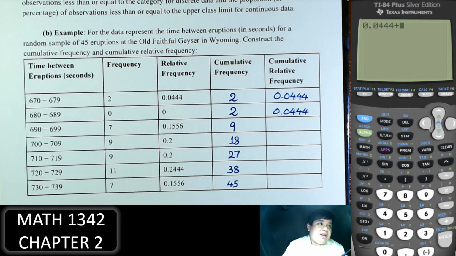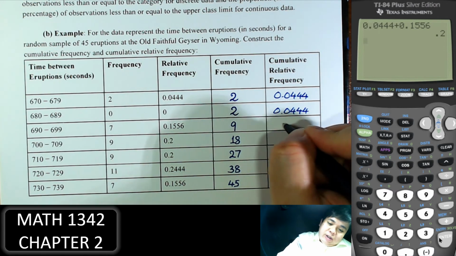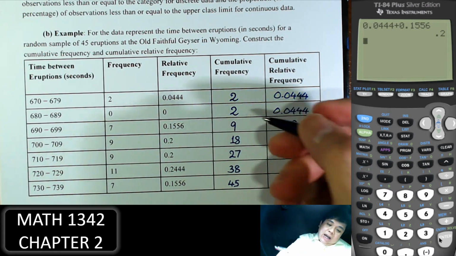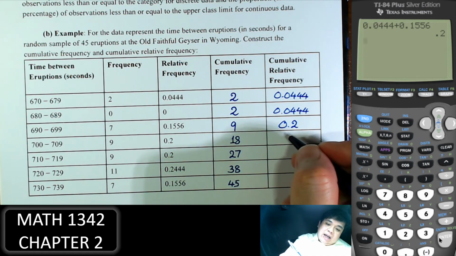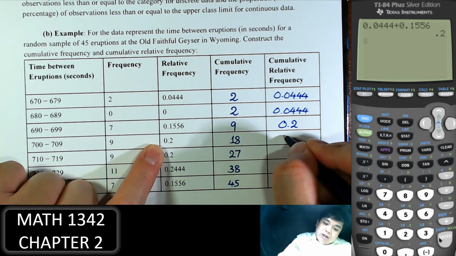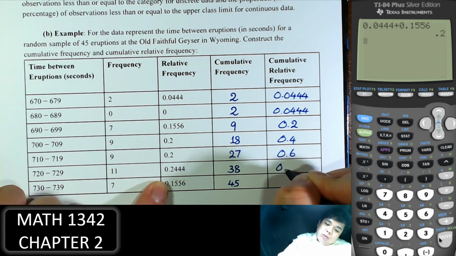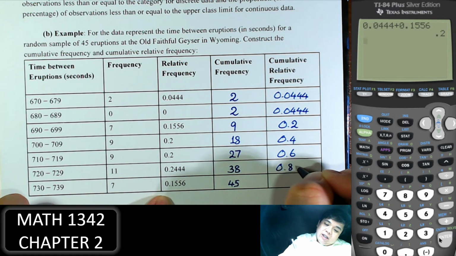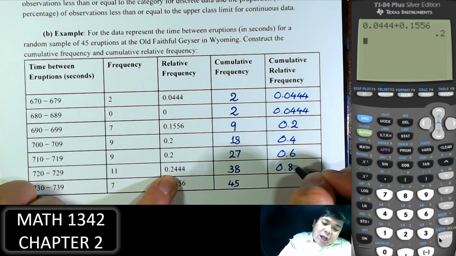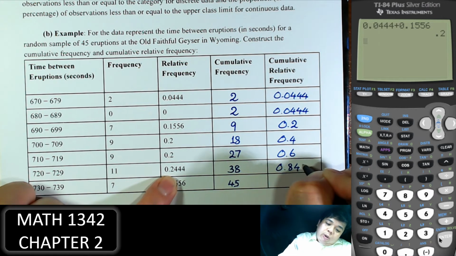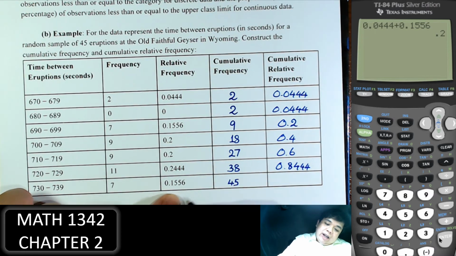Next we add 0.1556, 0.2, and then add 0.2 to it, 0.4. We just keep adding: 0.6, 0.86, sorry, 0.8444, and then plus that 0.1556, that will be 100%.